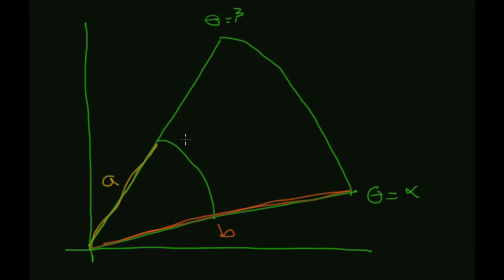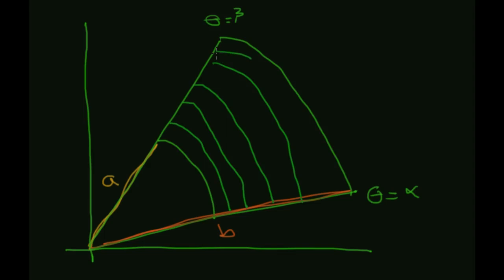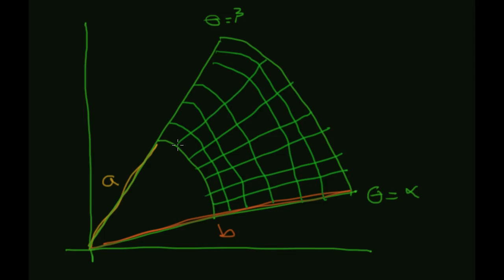Okay, so we're going to build radii this way. And we're going to build rays coming the other way. Okay, so let's look at what we've done here. This is r1, right? r2.